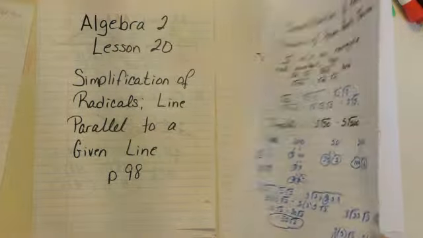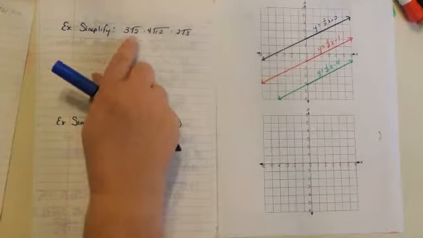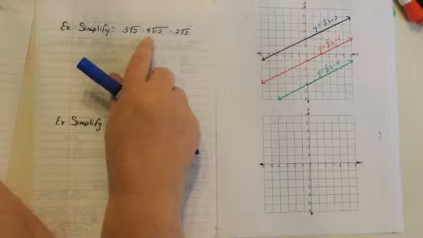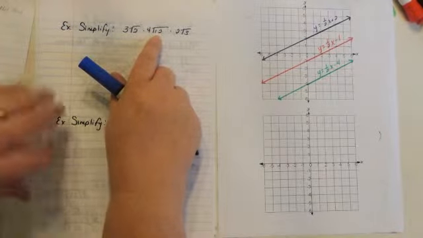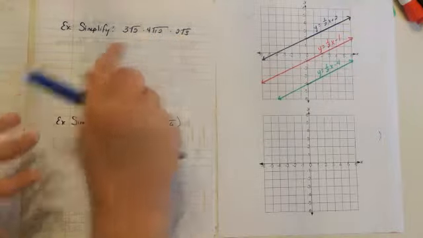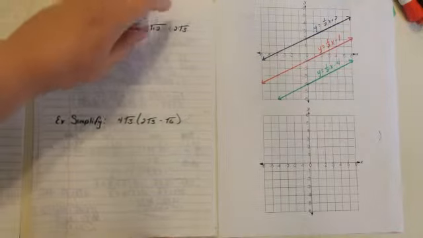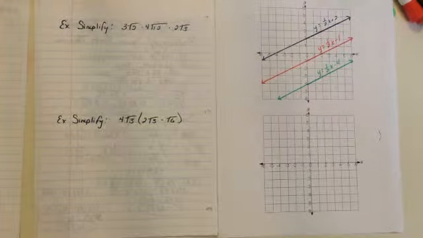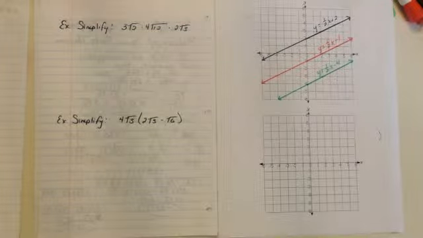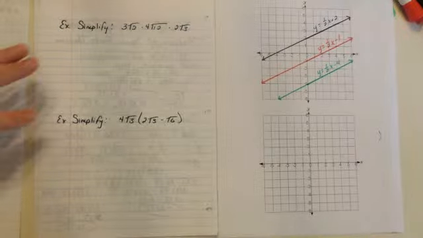Let's try some more. Okay, simplify. 3 times the square root of 2 times 4 times the square root of 12 times 2 times the square root of 3. Okay, let's start by rewriting this and putting the whole numbers together and the radicals together.